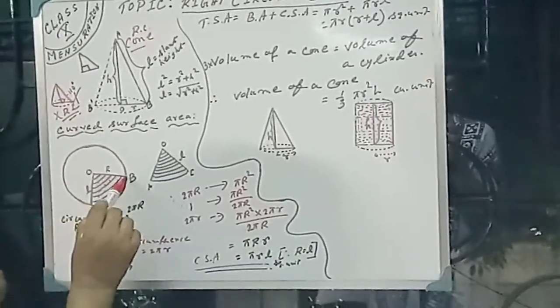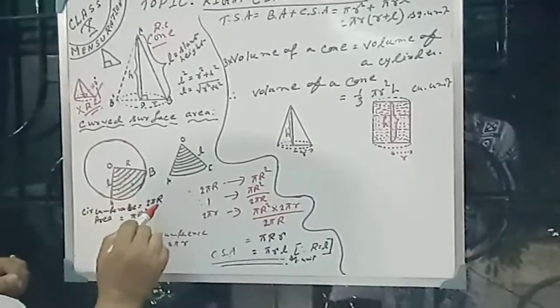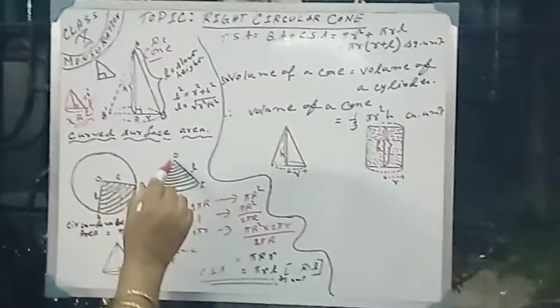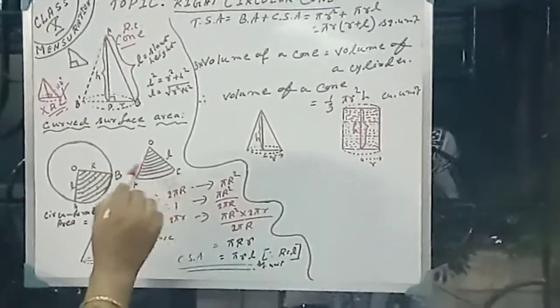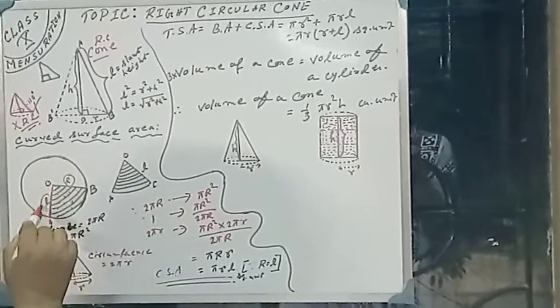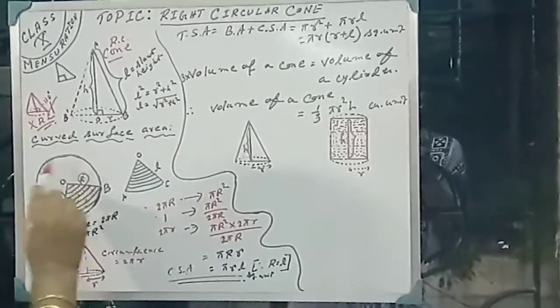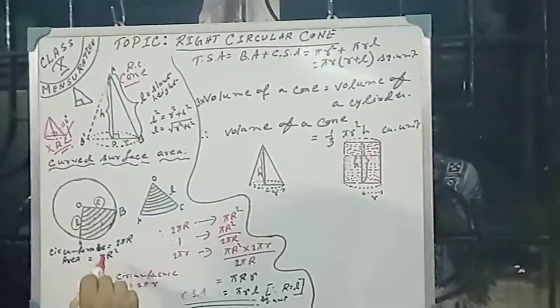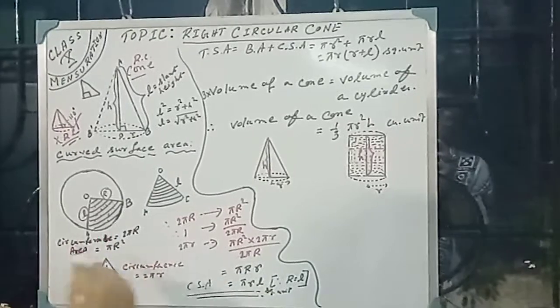We have taken the radius of the circle as capital R. So the circumference will be 2 pi R, and this capital R is equivalent to the slant height, so capital R is equal to small l. And what is the area of this circle? The area of this circle will be pi capital R square.